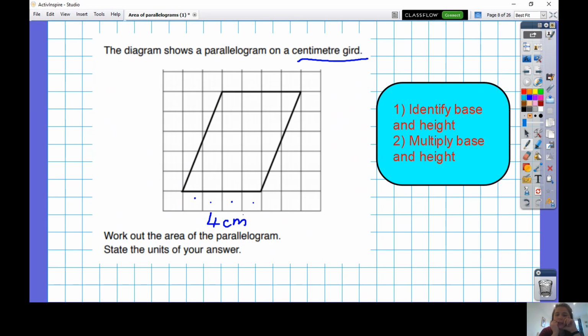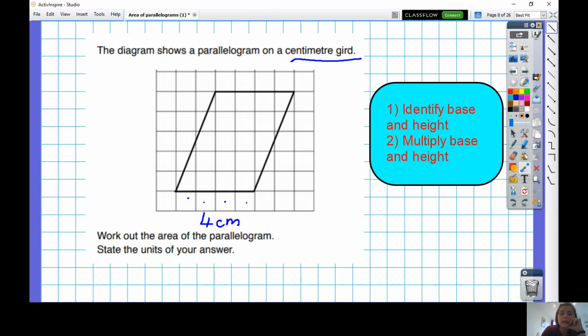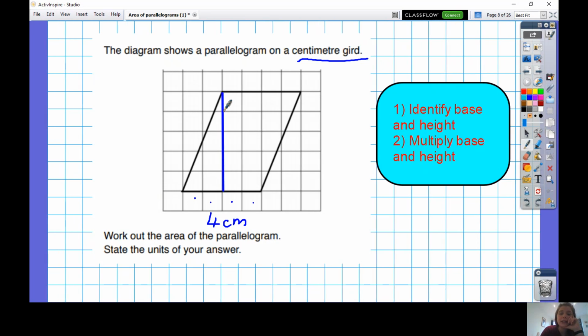What's the height going to be? Can I count how many squares along here? Well done if you said no, because that's not at a right angle and it's not a perpendicular line. I need to count the perpendicular height. That is this measurement here. So that's 1, 2, 3, 4, 5. 5 centimetres. Now that I've done step 1, quickly work out what the area is going to be. Okay, well done if you did 5 times 4 is equal to 20 and your unit of measurement is centimetres squared.